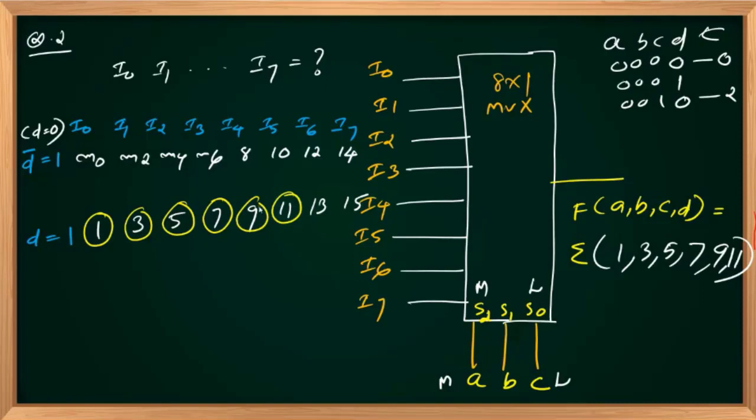So the connections are I0 equal to D, I1 D, I2 D, I3 D, I4 D, I5 D, I6 and I7 0. None of them are circled. 0 and a 0. Right. I0 to I5 are D, I6 and I7 zeros. Very good. Right. So that's about different size multiplexers.